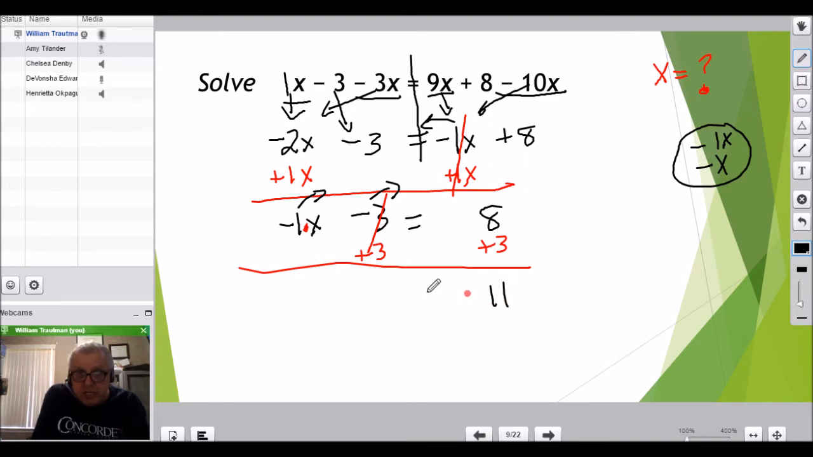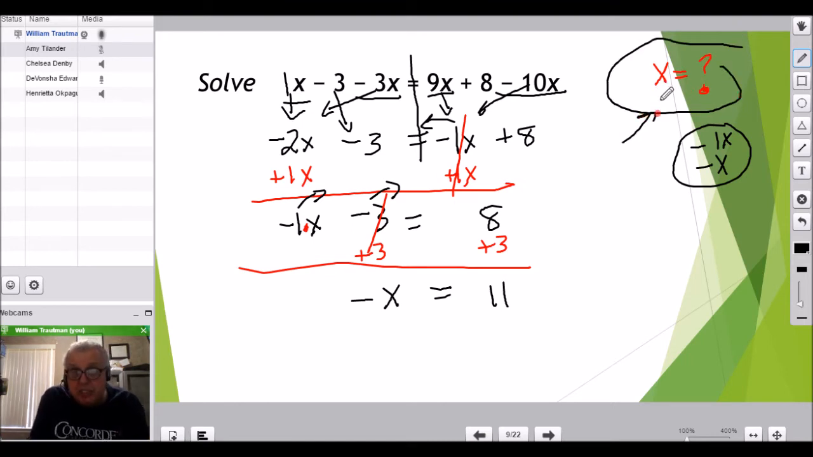End up with 11 equals a minus 1x. Now you don't, once again, you don't need the 1 part, but you do need the minus. Now, this is not the answer. Some people stop and say the answer is 11. I don't want to know what minus x equals. I want to know what x equals. So I have to get rid of that minus 1.